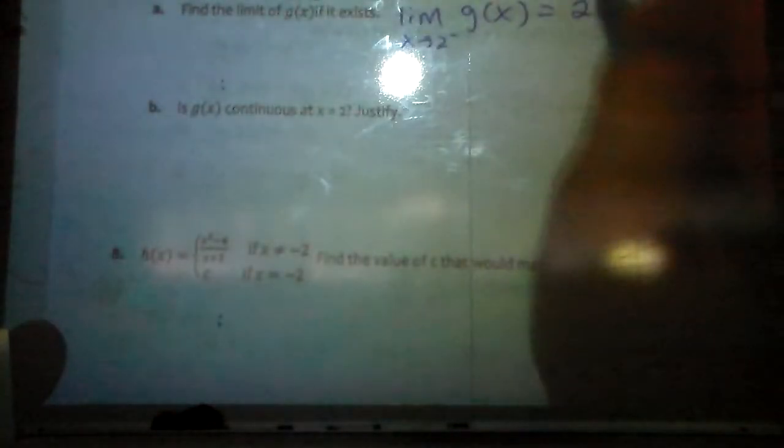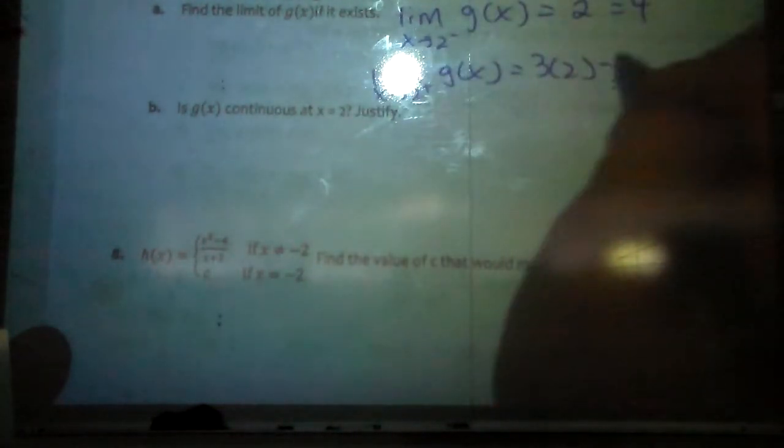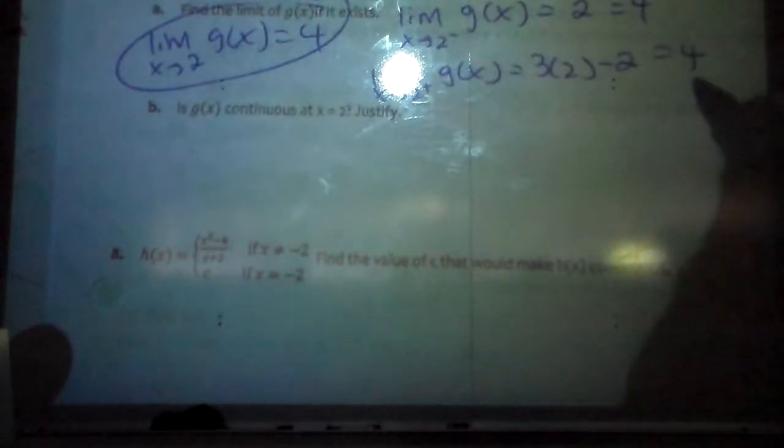Limit of g of x, so I need to find the limit as x approaches 2 from the left, which left would be 2 squared, which is 4. The limit as x approaches 2 from the right, that's going to be 3 times 2 minus 2. 6 minus 2 is 4. So then my limit as x approaches 2 is just 4, because the left side equals the right side.